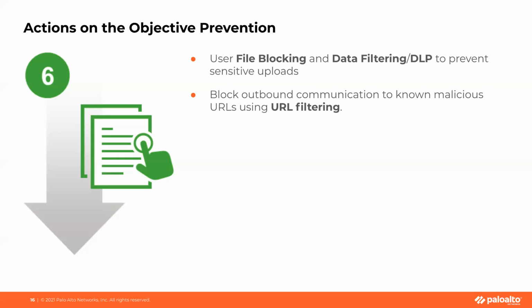And then also, we always want to block outbound communication to known malicious URLs with URL filtering, because if they want to exfiltrate data, they might use HTTP of any sort, or SSL even, right? And if we have URL filtering enabled and we block the suspicious and malicious URLs, that will be stopped as well.